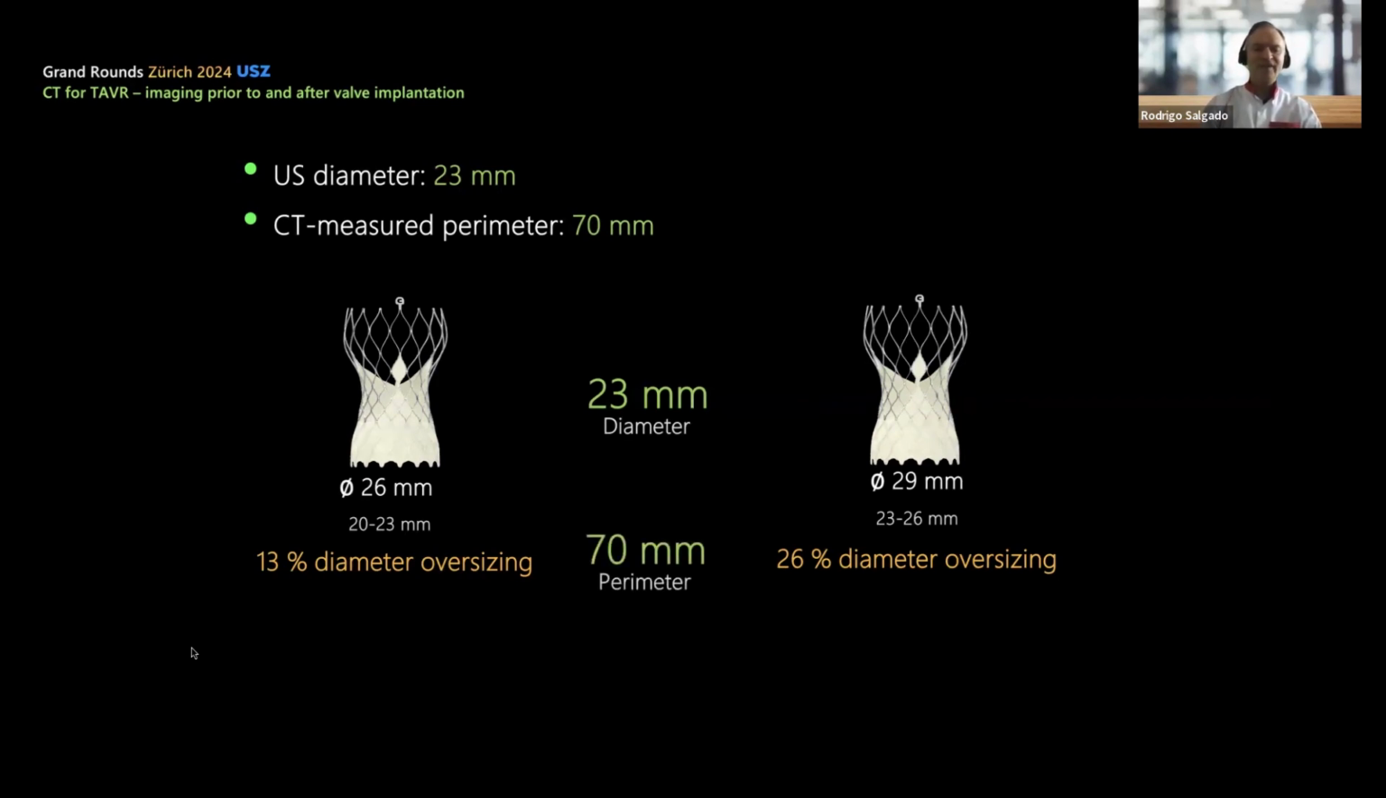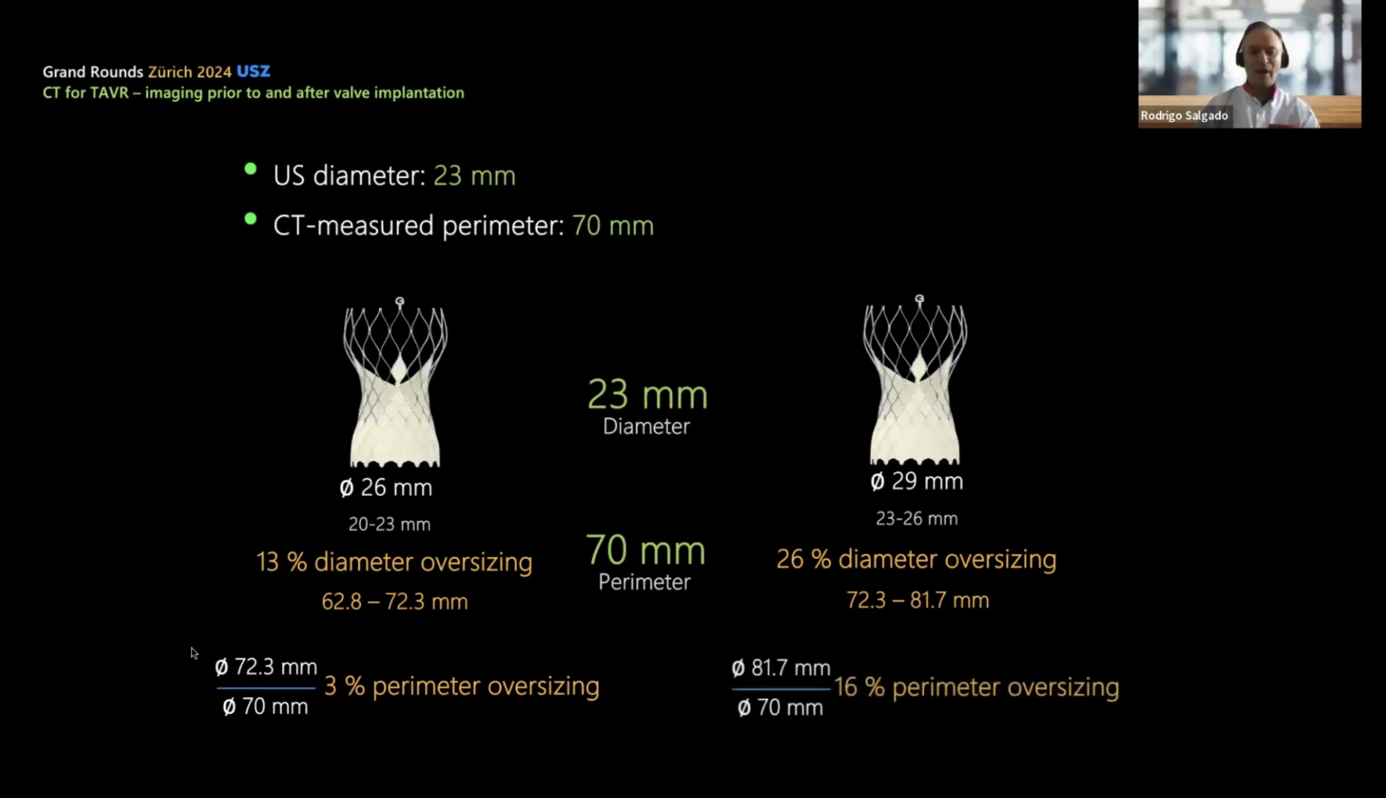So we measured with CT 70 millimeters of perimeter, meaning that for the left valve, we only have 3% of oversizing, but for the right valve, we have 16% of oversizing, meaning for this particular patient, this valve will fit him the best with the least possible amount of complications. And this is exactly how CT helps the surgeon and the interventional cardiologist choose the best size of valve for that particular patient.